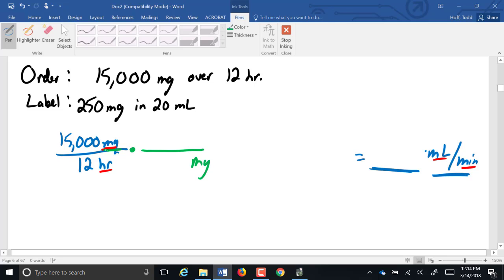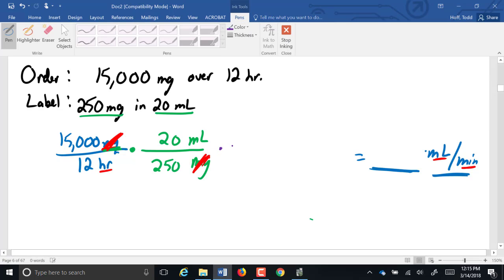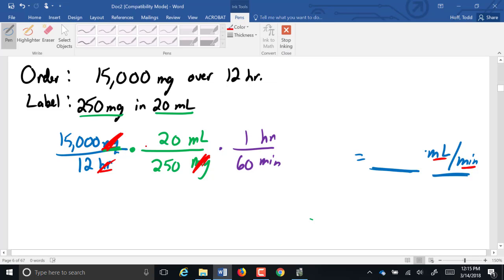Milligrams are on top here, so we have to put them on bottom to cancel. Going into milliliters, we have 250 milligrams equals 20 milliliters. So the milligrams are gone. Next, we want to get rid of the hours. Going into minutes, 1 hour is 60 minutes. We'll note that the hours are now canceled out.